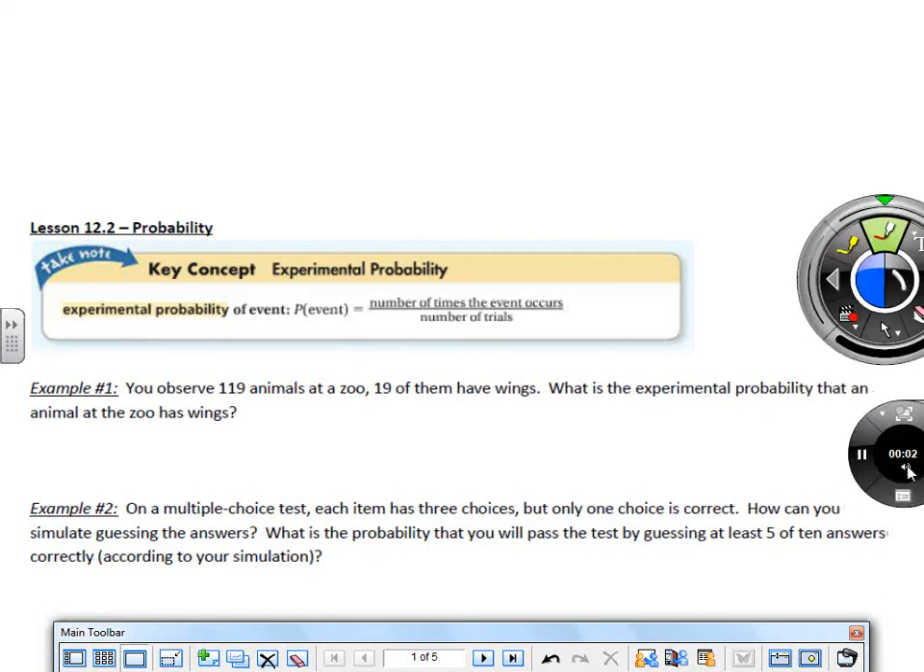Okay, so we started talking about probability today in class. So first we look at probability as a whole. Okay? And then if you look here, you see the definition for experimental probability says the number of times the event occurs out of the number of trials.